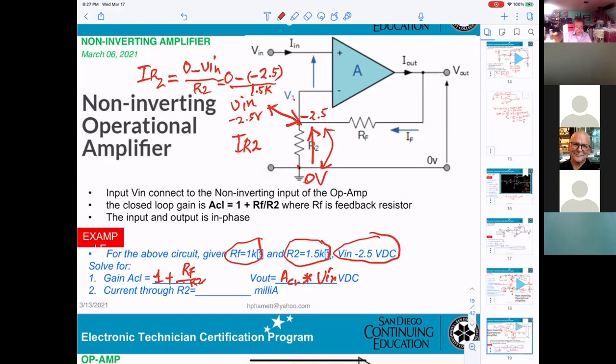If you're not using this way, you can take minus 2.5 divided by 1.5K, you get negative current. And we said we don't have any negative current. When you draw this way, you calculate the current, and you get a negative current, then that tells you the current will be going this way. Opposite.